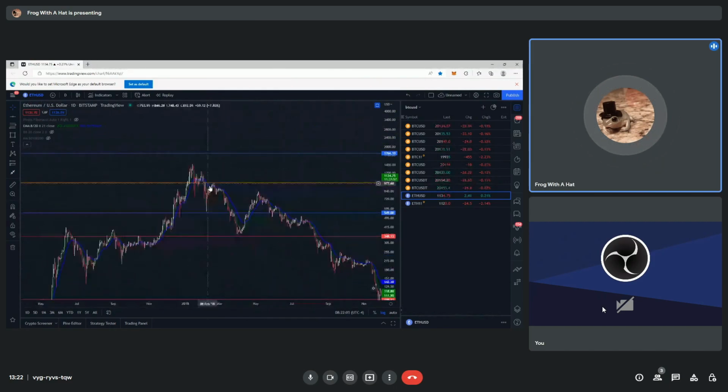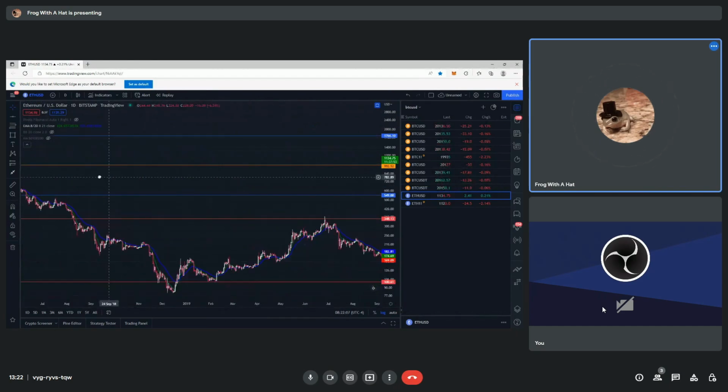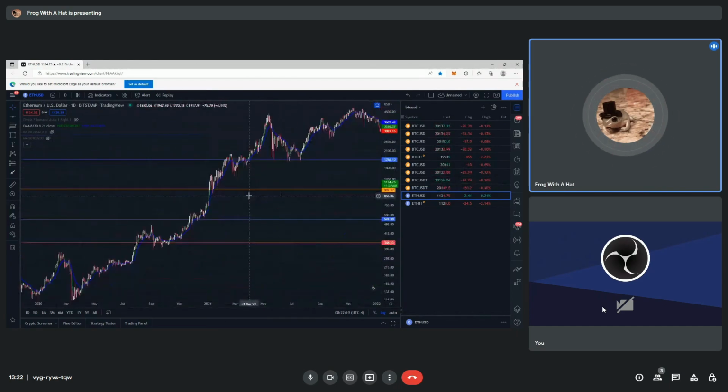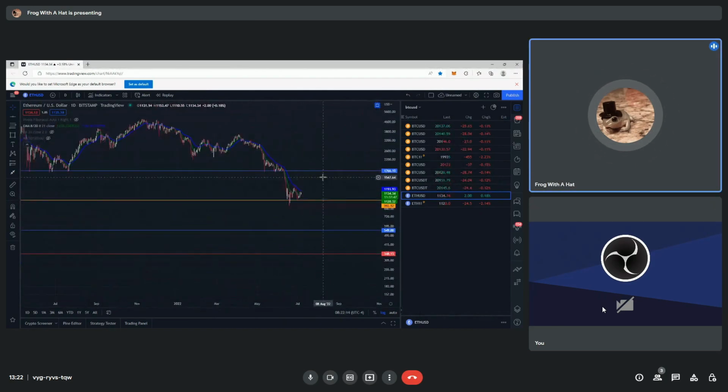You can see also a rejection from here, a hard rejection from here. You see what I'm talking about, Luke? Yeah. So this is how you get your resistance support lines.